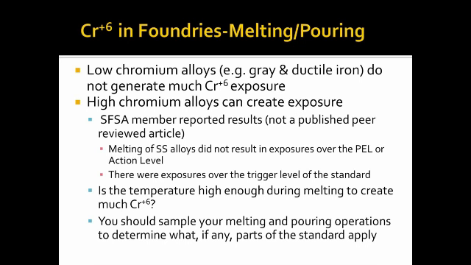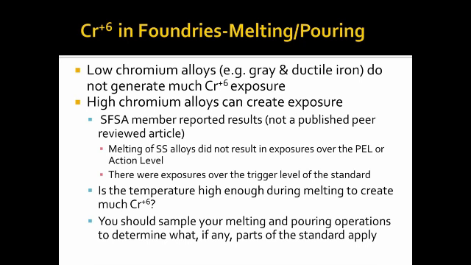My experience in doing sampling in melting and pouring operations is that this is pretty much the case: you rarely find anything over the action level and even more rarely find anything over the PEL. There may be certain circumstances where that's not the case, but I think in general that's a pretty good rule of thumb. I guess the question is whether the temperature in a melting situation is high enough to create a lot of oxidation up to the hex chrome state from the elemental state that's in the metal. It simply may not be hot enough to generate lots and lots of hex chrome. And there are probably some other metallurgical reasons that I'm not aware of that explain this too.